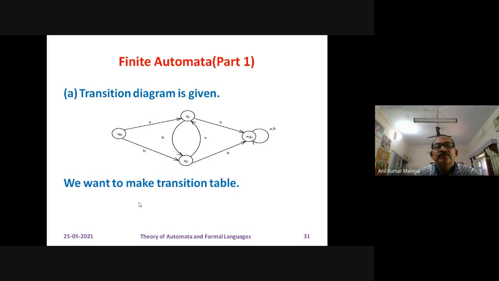Okay, next you can see there are only 2 labels A and B with all arcs. Okay, it means that there are only 2 symbols in the alphabet. So there are only 2 symbols in our alphabet and there are 4 states. So therefore you have to make a table of 4 rows and 2 columns. So draw 4 rows and 2 columns.